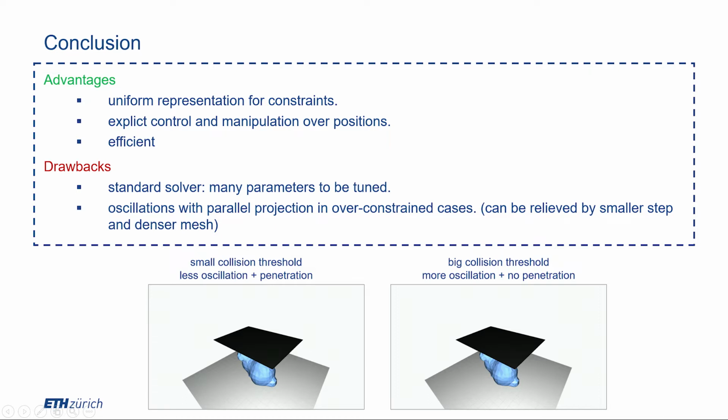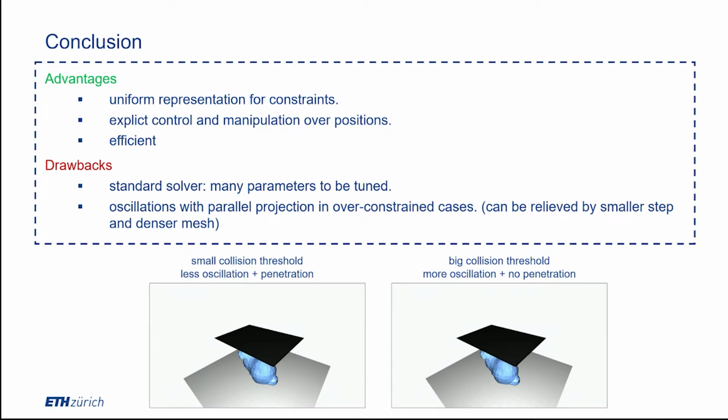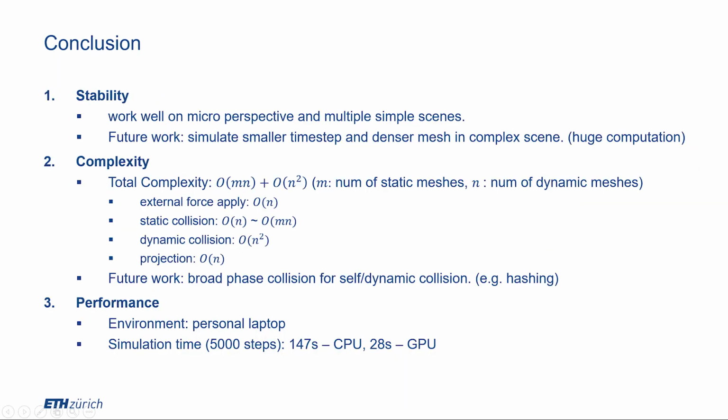If the projection is not ordered, like parallel computing in Taichi, oscillation will occur. The example below shows fewer oscillations but penetration, and no penetration but more oscillations. For our implementation, stability is proved on multiple test cases. Algorithm complexity is acceptable with the Taichi framework.